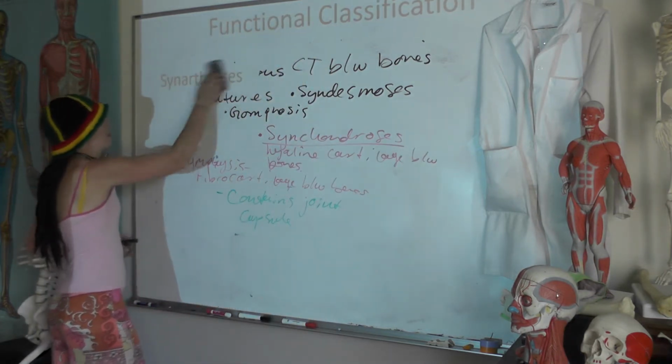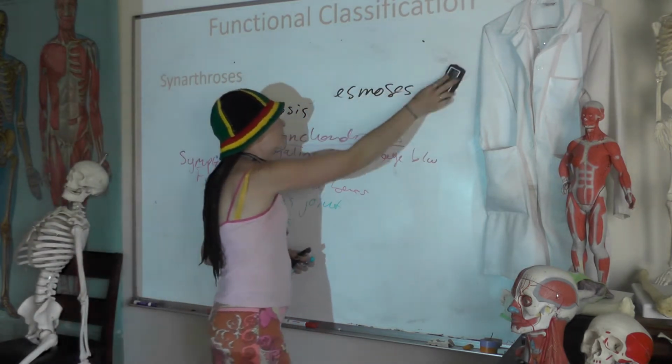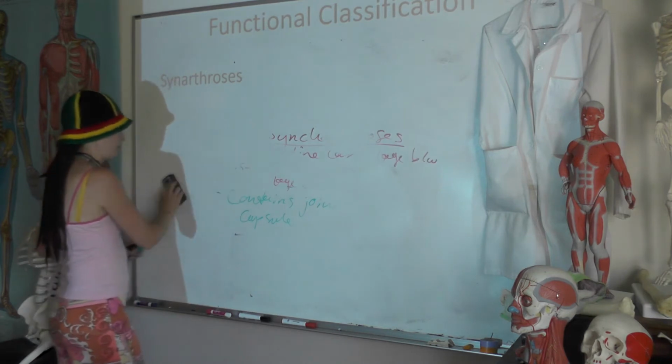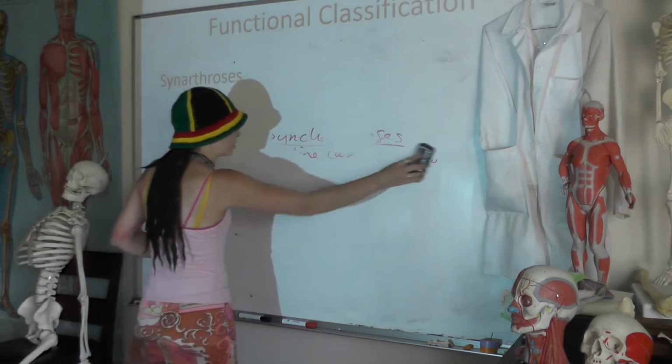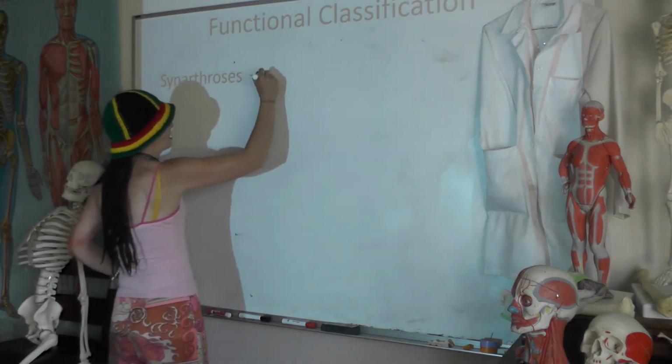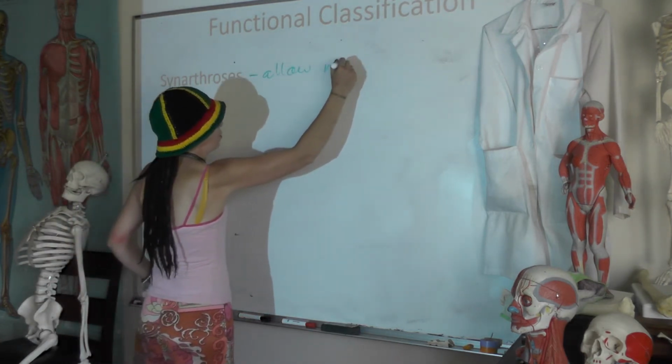Okay, so the other way that we can classify our joints is based on how much movement they allow, or their functional classification. Synarthritic joints allow no movement. So these allow no movement.